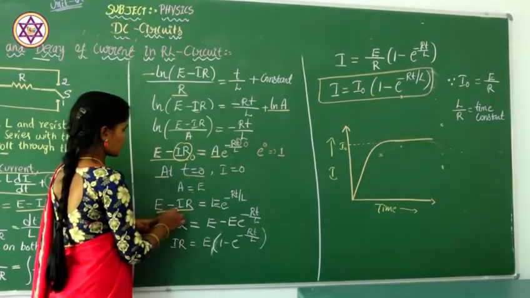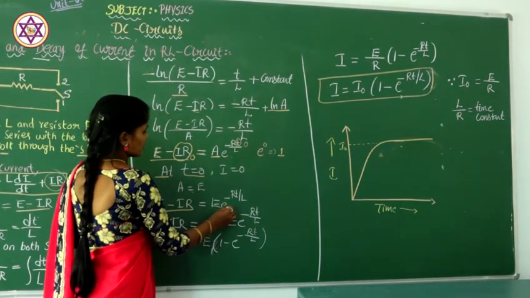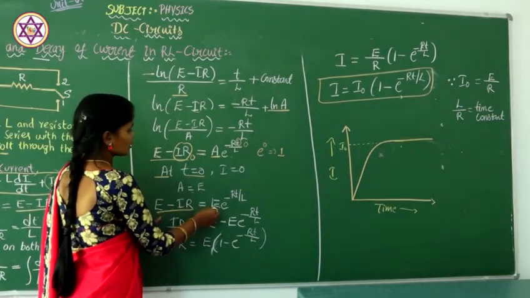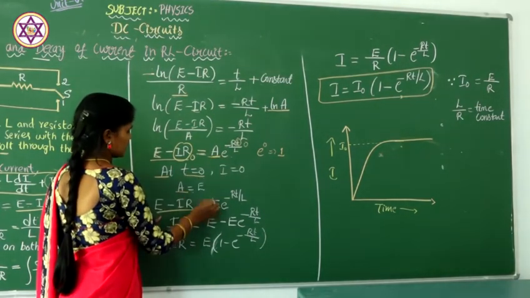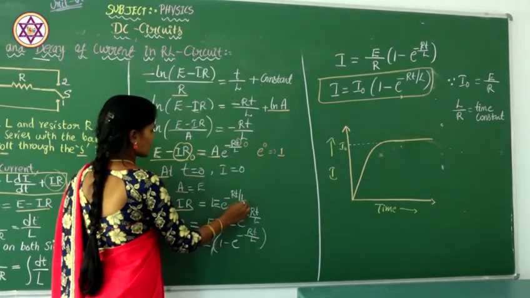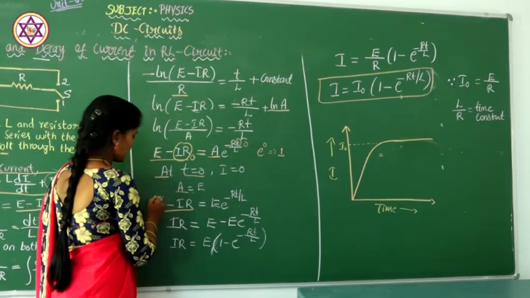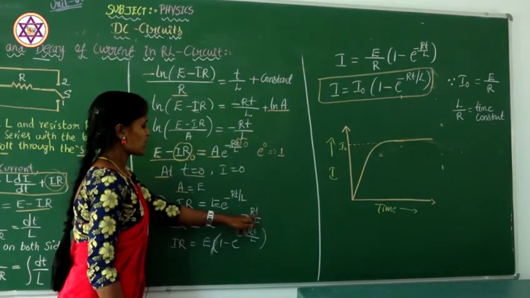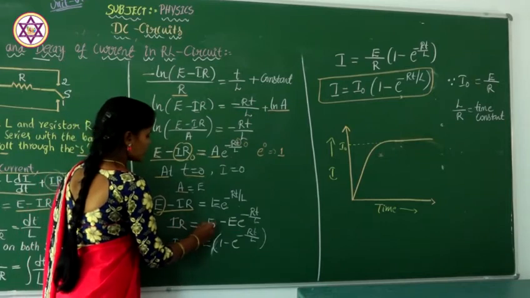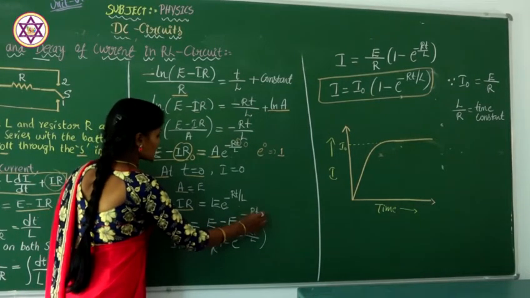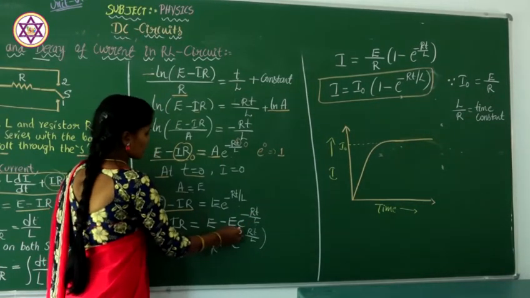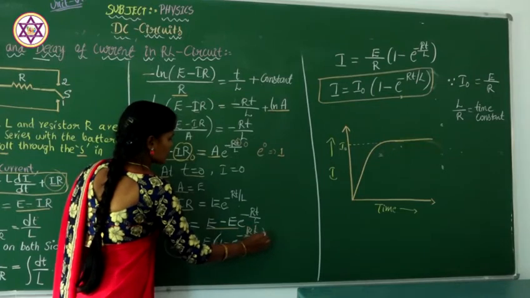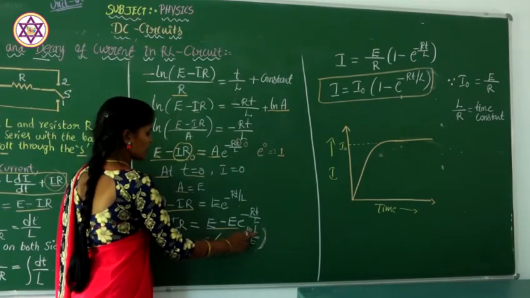So, next we can write E minus IR is equal to E into e to the power of minus RT by L, since A becomes E. Then IR is equal to, take the E term to one side and rearrange: IR is equal to E minus E into e to the power of minus RT by L. Take E outside: IR is equal to E into 1 minus e to the power of minus RT by L.